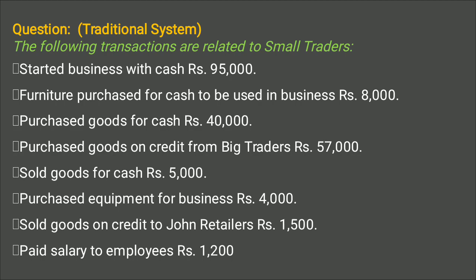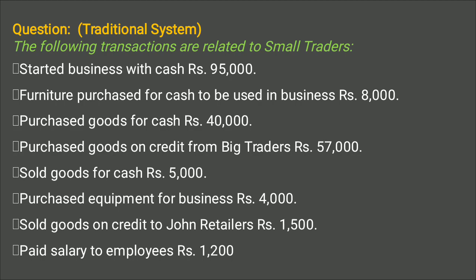And then the fourth transaction, purchased goods on credit from Big Traders. Again two items are going to be affected. First, purchase, and second, just because of the credit purchase, our creditors will be affected by the name of Big Traders. So when you deal with someone, we have to identify whether they are our debtors or creditors. Debtors are those to whom we sell goods, and from whom we purchase, they are called our creditors.